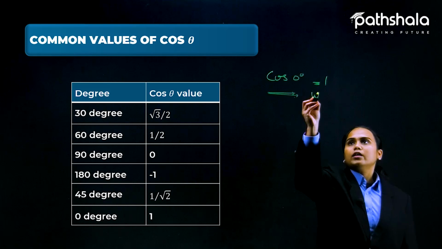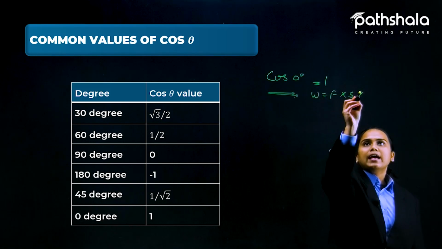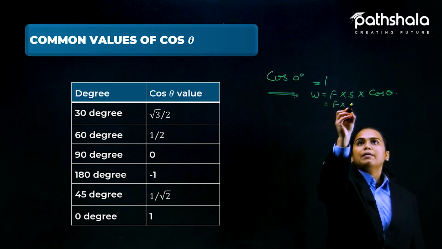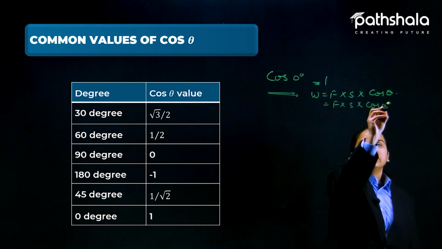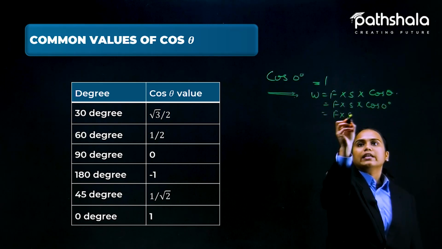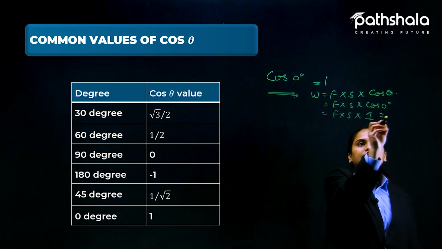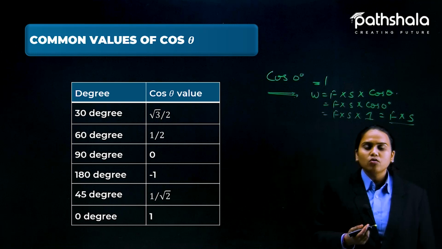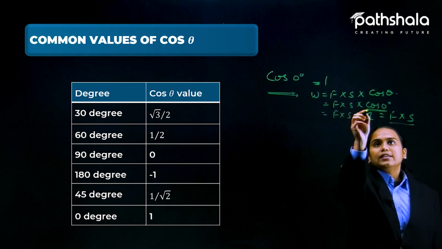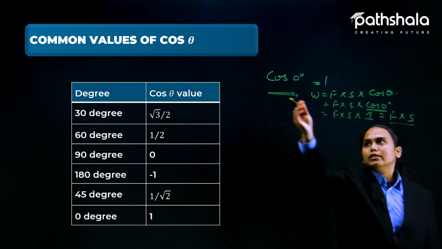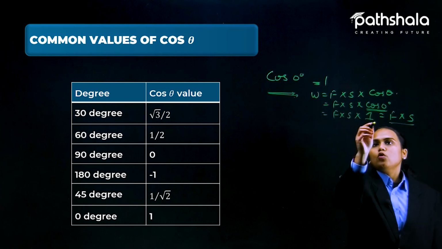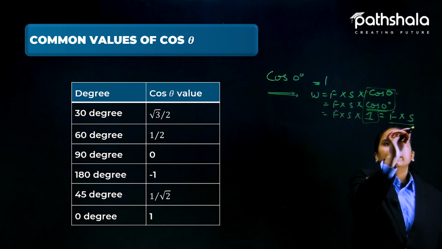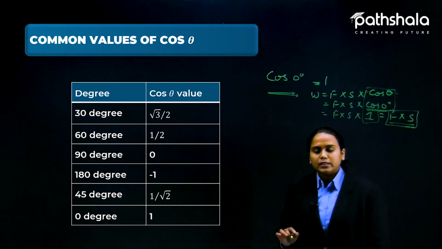So for that, work done is equal to force multiplied by s multiplied by cos theta, that is force multiplied by s multiplied by cos 0 degree, and you know that cos 0 degree is 1, so we can say it is force multiplied by distance. So it would be easy for us now, because in this case of 0 degree the force and displacement are in the same direction, so we do not even have to write all these things. We can directly solve force multiplied by displacement.